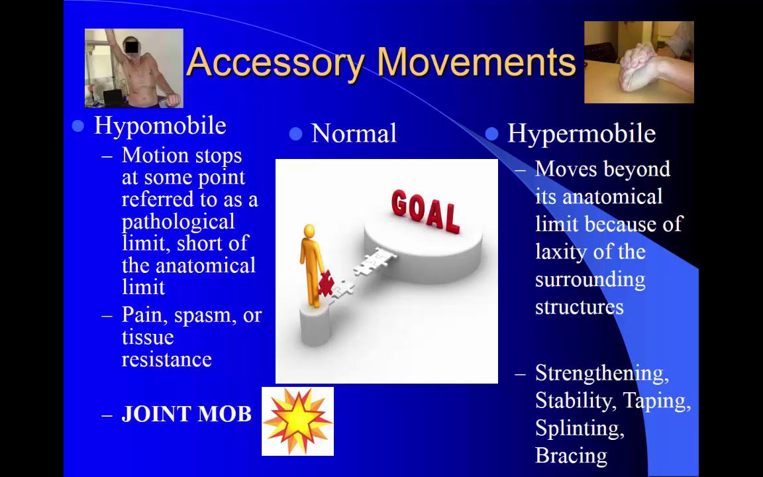Normal joints have full range of motion without pain and therefore should be left alone. Hypermobile joints move beyond their anatomical limit because of laxity in the surrounding structures. In the case of a hypermobile joint, the clinician should implement strengthening, stability, taping, splinting, and/or bracing to help stabilize the joint.